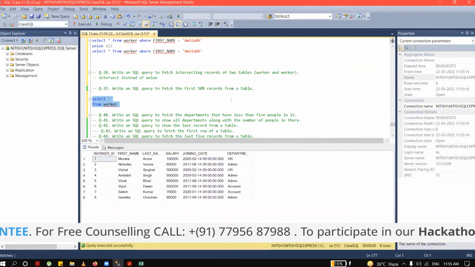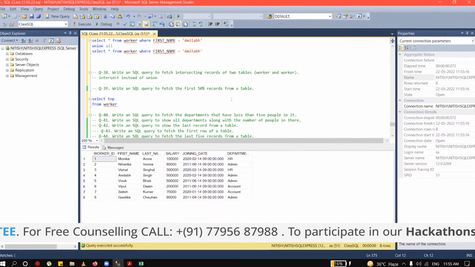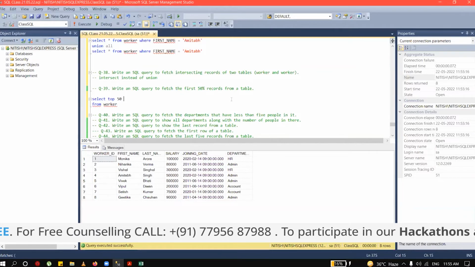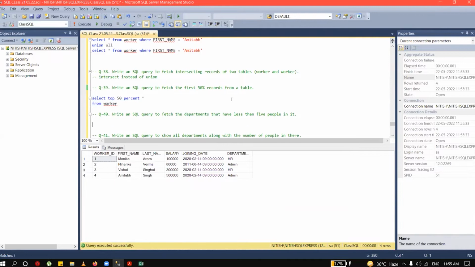I want 50% each time, that is 4 records each time. So you write here top 50%. You could literally write that and it is going to work for you. So top 50% and then star, that is top 50% of all the records. And you can see only 4 records. If the size increases or decreases, you'll get 50% with respect to that only. So this can also be possible.